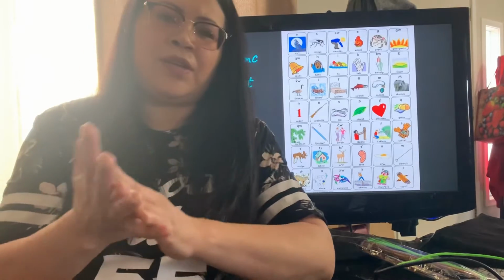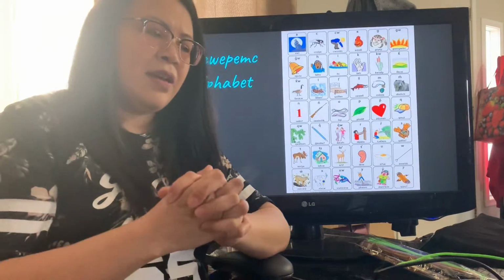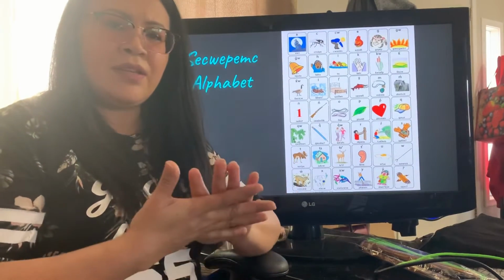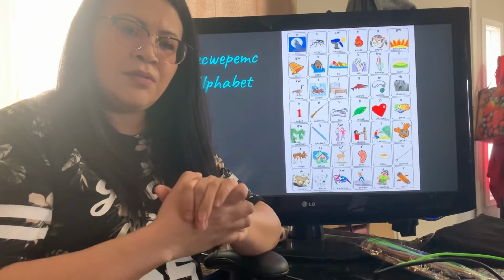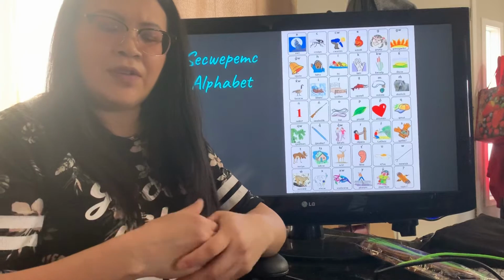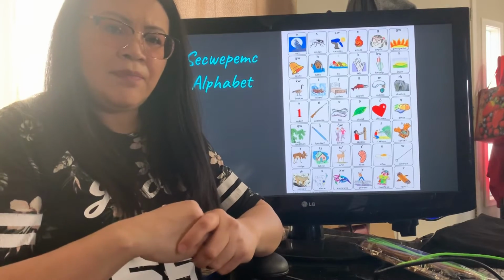So those are our 42 sounds in the alphabet, and if you focus in on a lot of these sounds, then you'll begin to be able to read the language, but that's more of an advanced lesson.